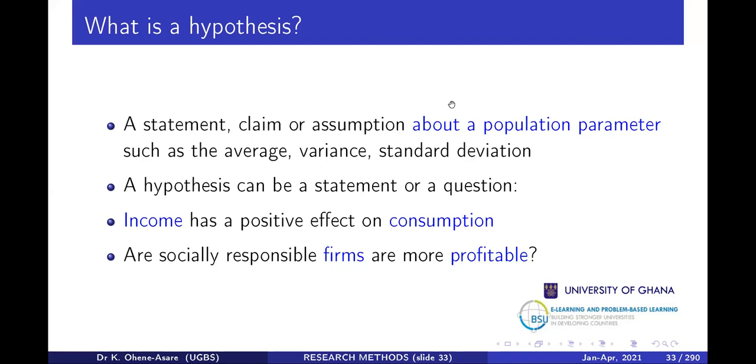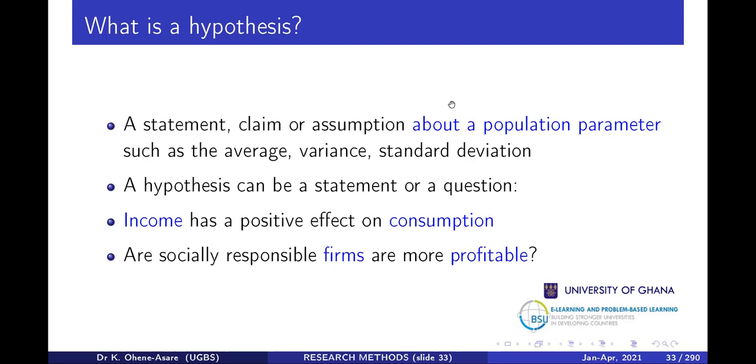The null hypothesis is usually represented by H naught. There are so many hypotheses that can be made. For example, some people hypothesize that income has a positive effect on consumption. But that statement may not be true unless you've subjected it to statistical torture and rigorous analysis. The null hypothesis can be that socially responsible firms are more profitable. Now, these hypotheses can be converted into questions. Are socially responsible firms more profitable? And so these are known as the null hypothesis.